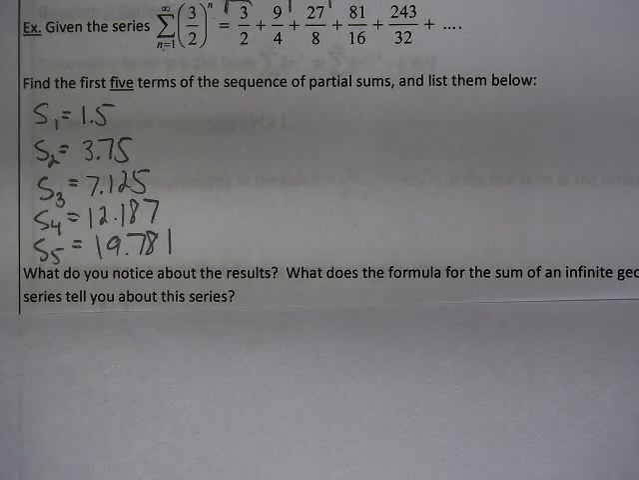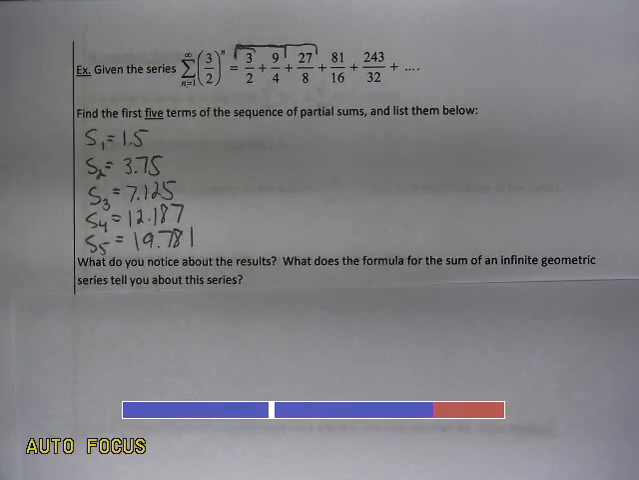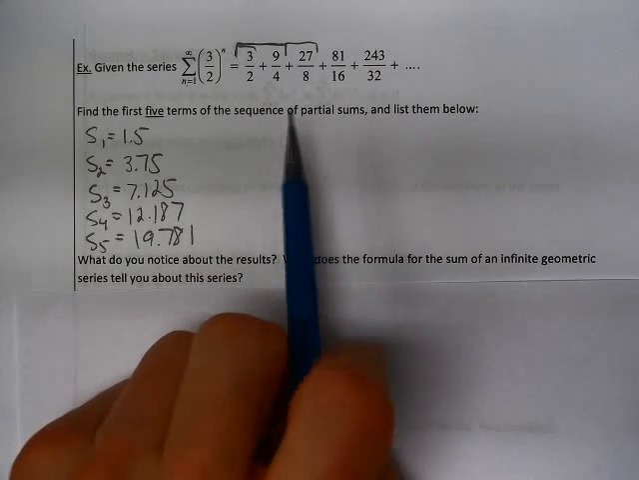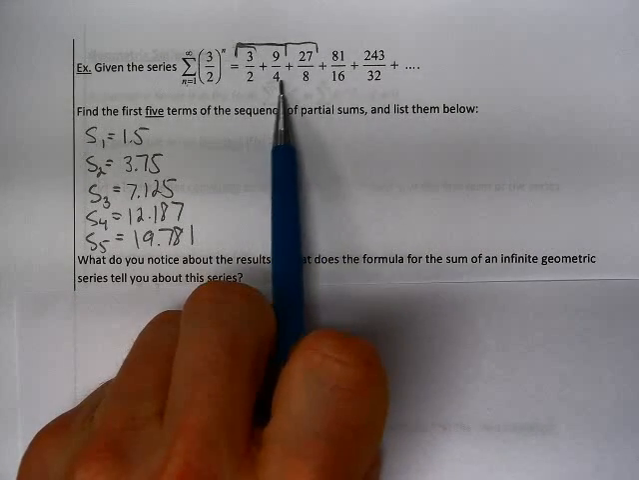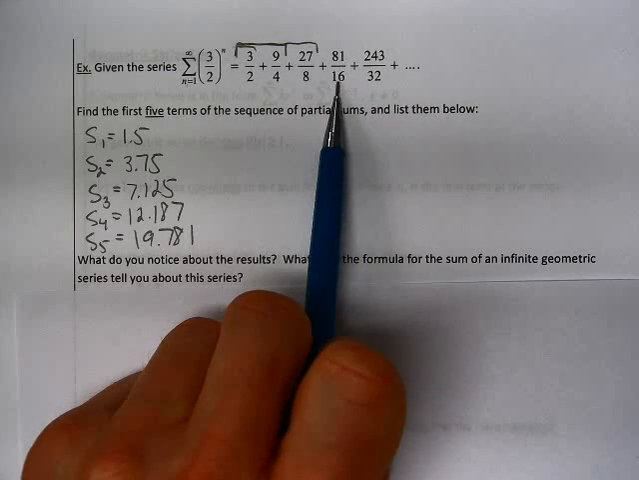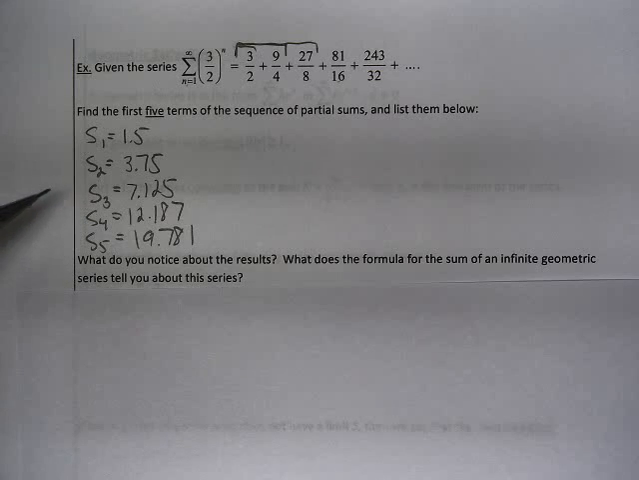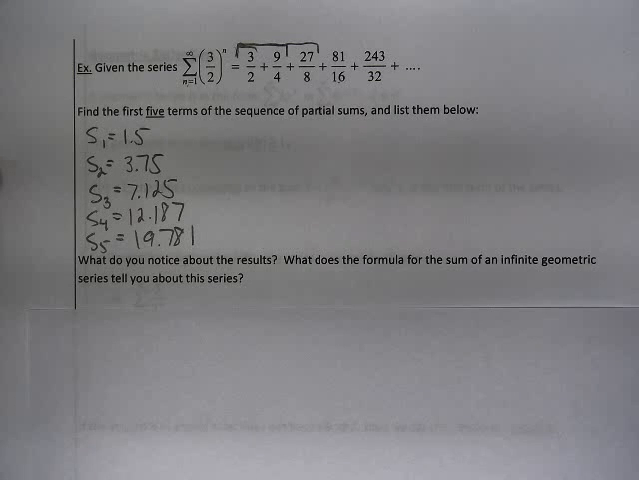We want to think about, what do we notice about the results? Well, it gets bigger each time, right? If you look at each term in this series, the term here is bigger than the term preceding it. So each time we add, get a new partial sum, the partial sums just get bigger and bigger, right? So the formula for the sum of an infinite geometric series doesn't really tell us anything about this.